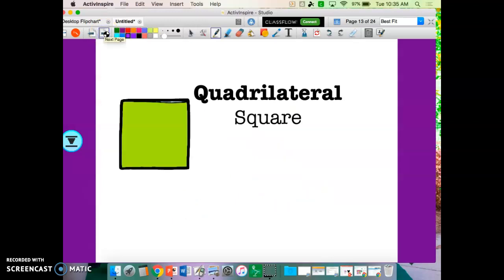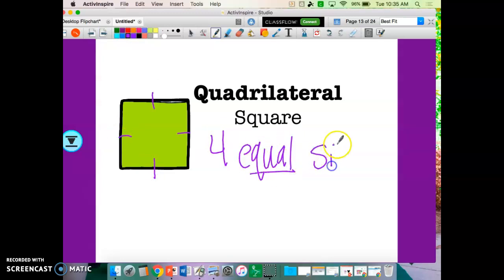And then we get into our square. And our square, one of the key words here is that it has 4 equal sides. And then it's got the 4 angles.